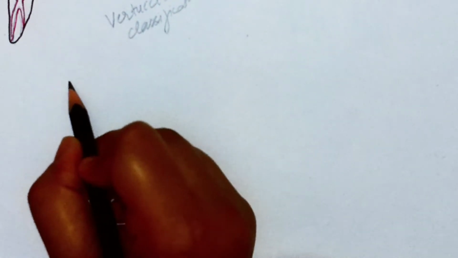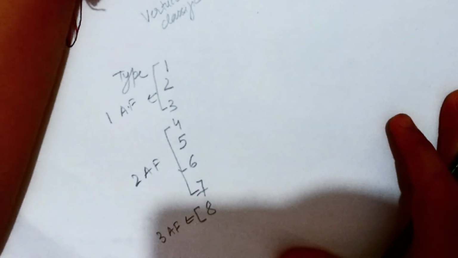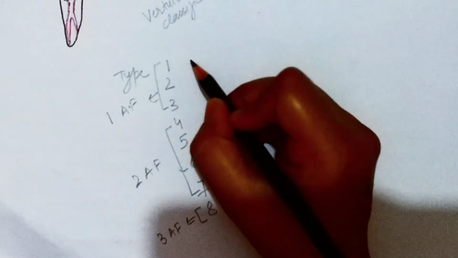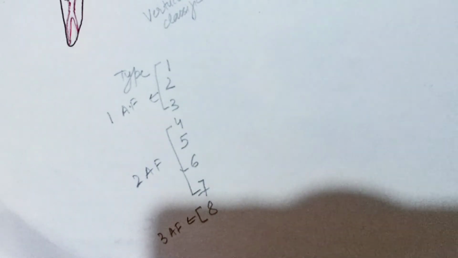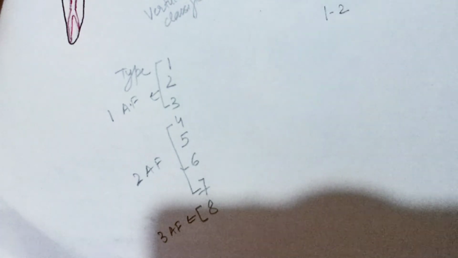Now I will give you a trick to remember this Vertucci classification. As we all know, Vertucci classification has 8 types, and we have already divided them into 3 groups. One group is from 1 to 3, then we have 4 to 7, and the last group is 8. The first group has only 1 apical foramen, the second group has 2 apical foramen, and the third group has 3 apical foramen. Now how to remember their numbers, like which type will have 1, 2, because usually in NEET MDS we are given configurations like 1, 2 and asked which type of Vertucci classification that is? So we have to remember it both ways.